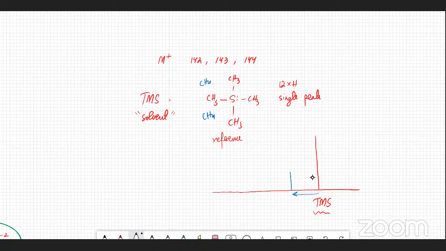Okay, is this clear? And it's used as a solvent. Is this clear to everyone? Yes, sir. Yes, sir.